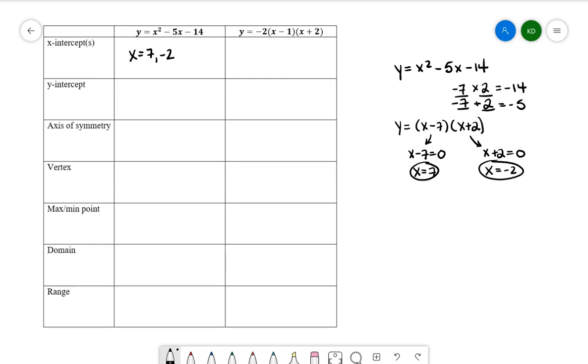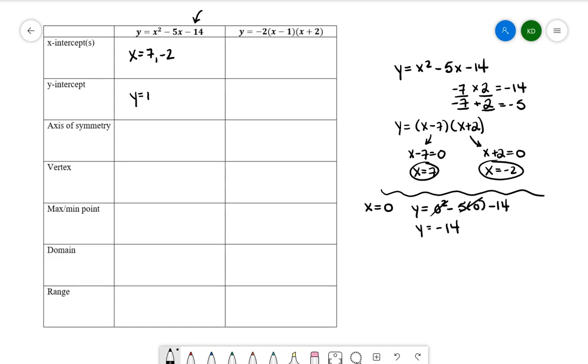Next, let's look at the y-intercept. The y-intercept is really easy to identify if you have it in standard form. It's always just going to be equal to the constant value. The reason is that y-intercepts happen when x is equal to 0. So when I input 0 into my equation, I get 0 squared minus 5 times 0 minus 14. Anything times 0 is 0, so those terms become negligible, and we just get y equals negative 14. So that's my y-intercept.